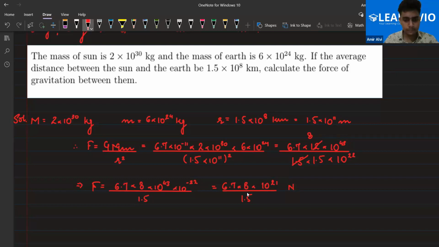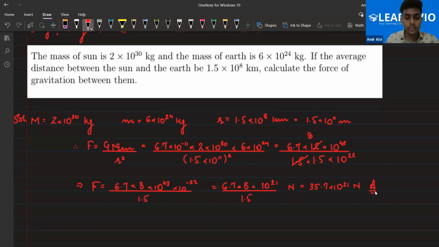So that would be 6.7 into 8 divided by 1.5. That is coming out to be 35.7 into 10 to the power 21 Newton. Is that clear? So this is the average force of attraction between Earth and Sun.